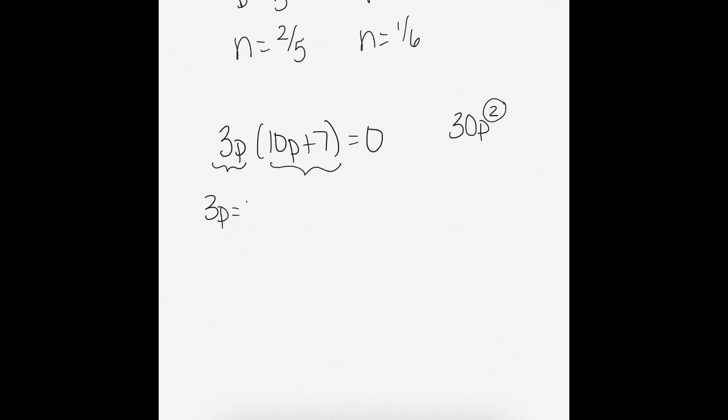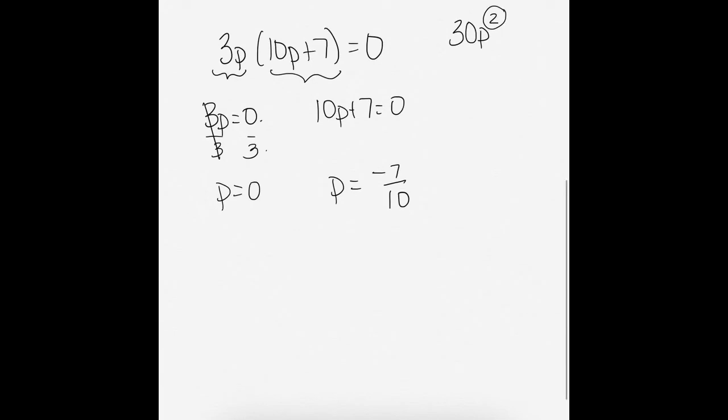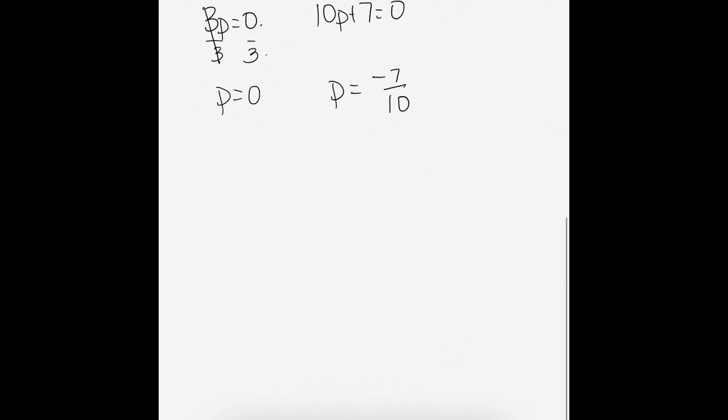If 3p equals 0, the whole thing will be 0. If 10p plus 7 equals 0, the whole thing will be 0. Solving, notice that when I divide by 3, 0 divided by 3 is going to be 0. I'll get p is equal to 0 over here. On this side, I'm going to go ahead and jump to the solution. I did 2 steps in one there. Hopefully you can follow them from the last problem. If p is negative 7/10, then my whole thing will be 0. All right, let's look at another one.